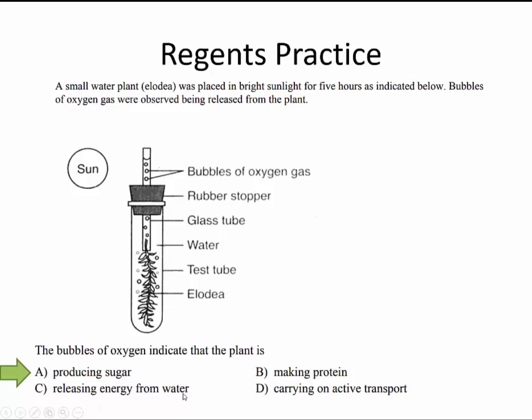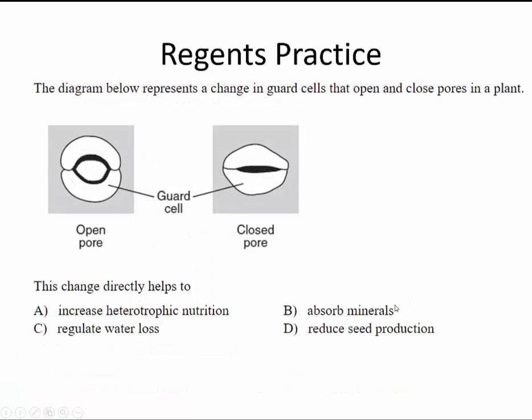Releasing energy from water. Well, there is technically energy stored within water molecules, but not the kind of energy that's going to be used for life. Water is a universal solvent. That's why it's so important for life, but it's not important as an energy source. That is just ridiculous. And carrying on active transport, again, that's probably happening, but you don't make oxygen in the process of doing active transport. You do make oxygen when you do photosynthesis. And when you're doing photosynthesis, you also make sugar. The answer is A. Last one.